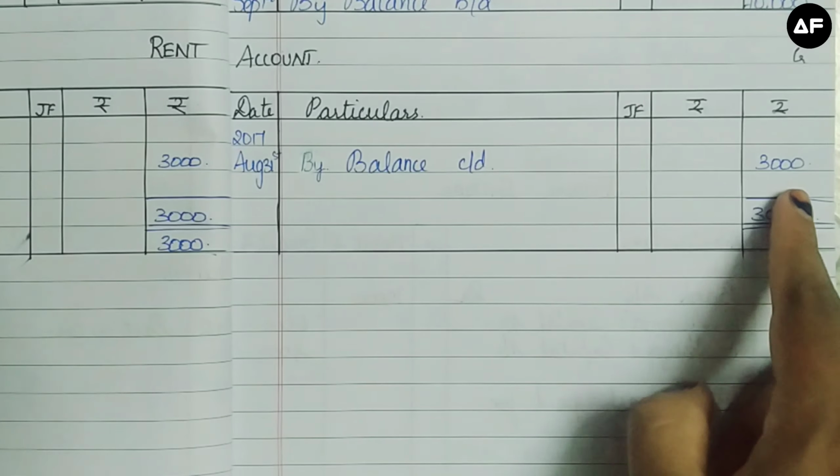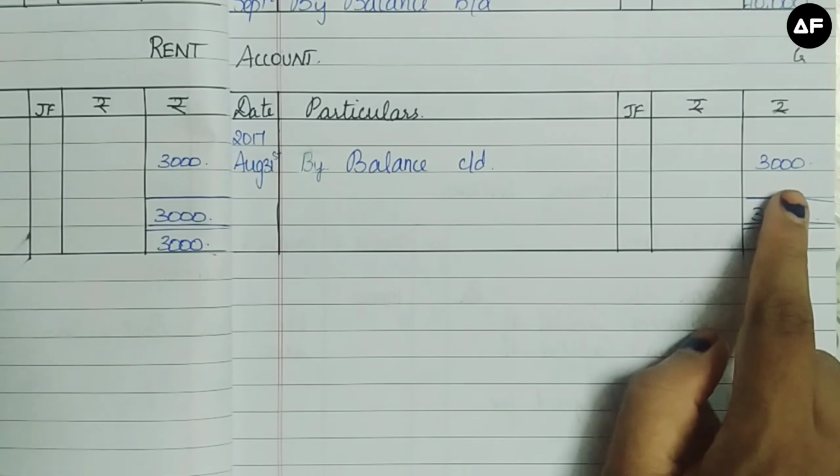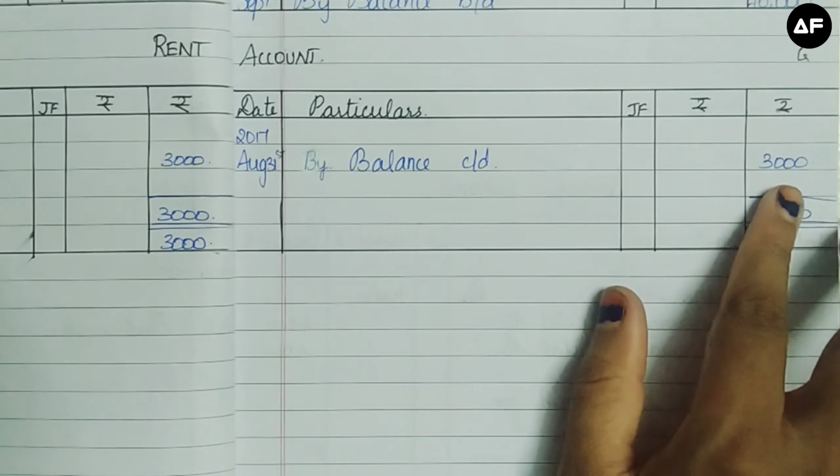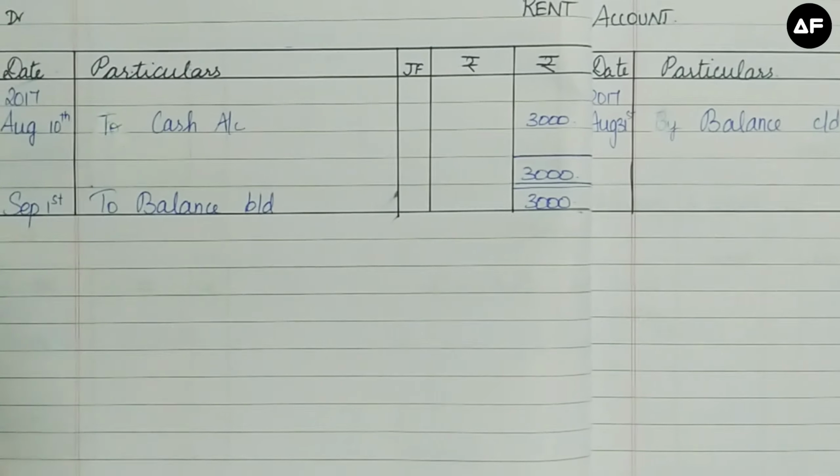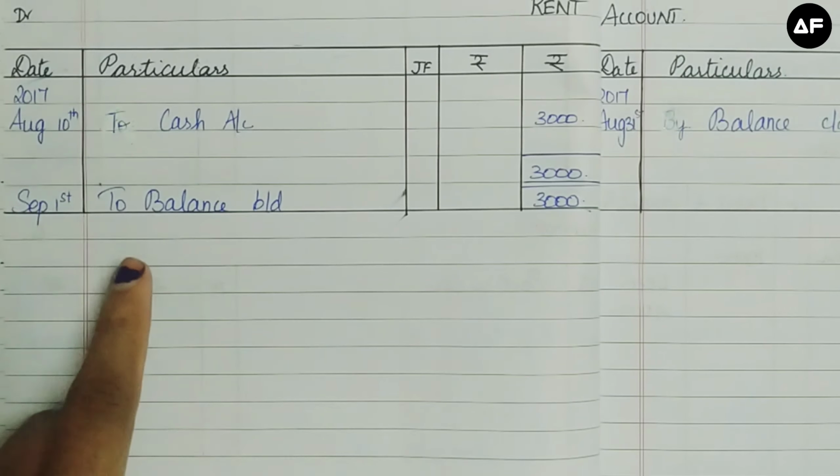Now I'm going to take this 3,000 as the opening balance for the next month. Therefore, since it's on the credit, I move to my debit and record it on September 1st below the total as to balance brought down 3,000.